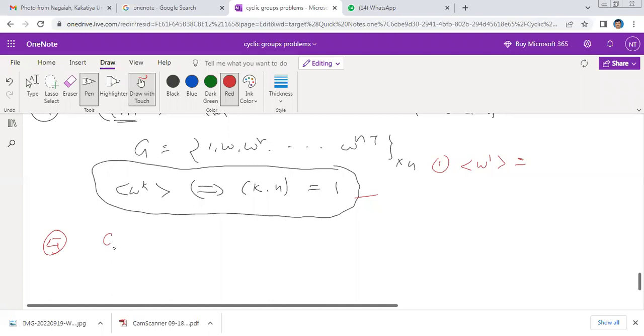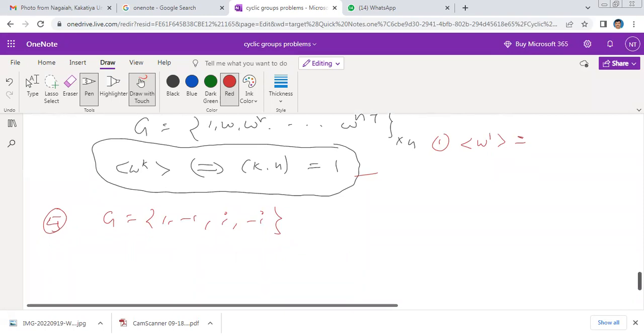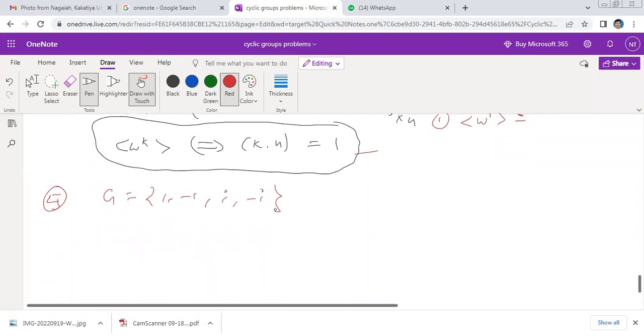Suppose I am giving this group G is equal to {1, -1, i, -i}. This is the fourth root of unity. Can you tell the generators? How many generators are there for this? One is the identity element, it is not a generator. Minus 1 is not a generator.